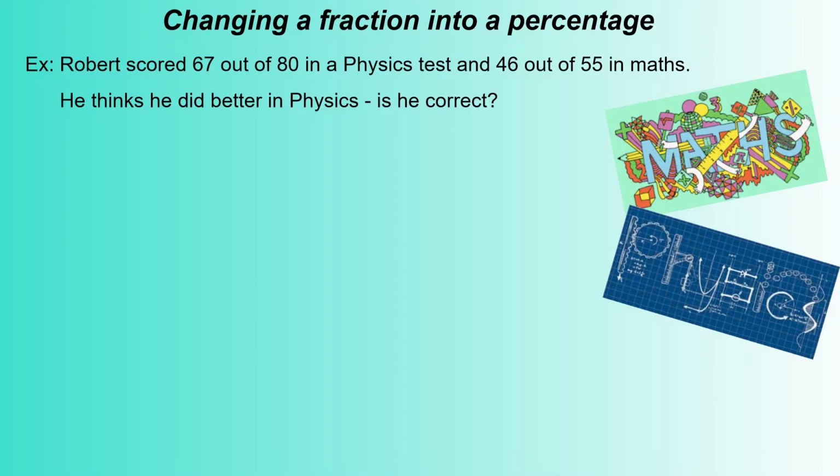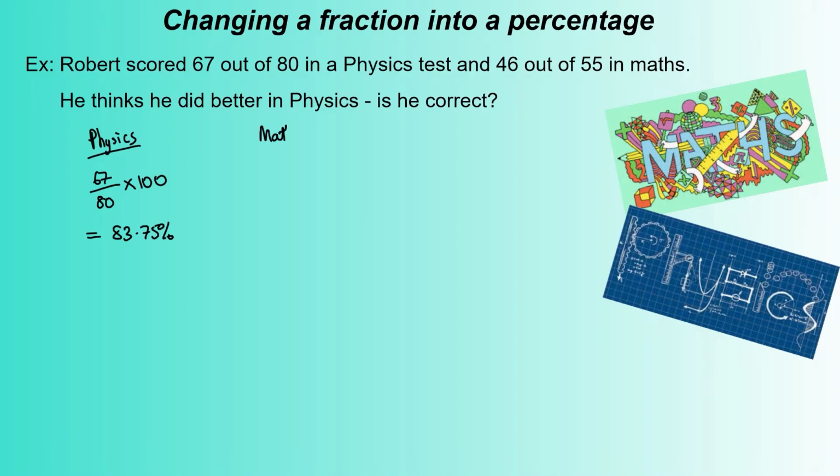That's why we convert to a percentage, because a percentage is always out of 100. So it gives us even ground to compare the two different scores. We're going to write the physics score first. With physics, he scored 67 out of 80. That's our fraction. We multiply it by 100, and that gives us his percentage for physics, which is 83.75%. Exactly. No rounding required there.